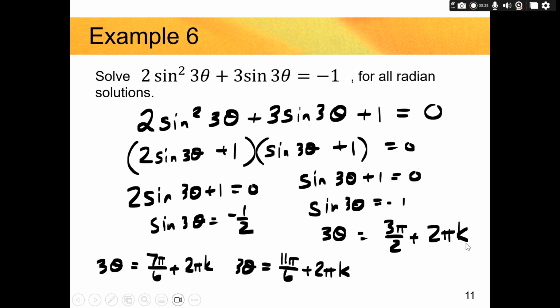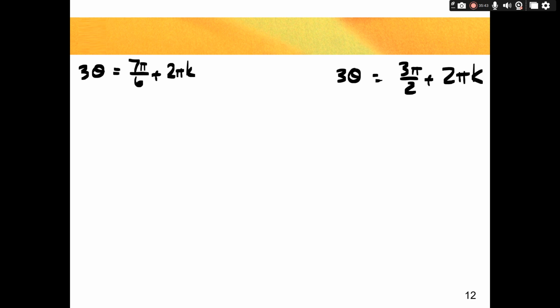And sometimes the 3 will cancel, sometimes it won't, just depending. Let me rewrite the answers here over here on top. That was the first one we got, that was the second one we got, and that was the third one. Let's divide everything by 3. So if you divide that by 3, what do we get? In your mind.